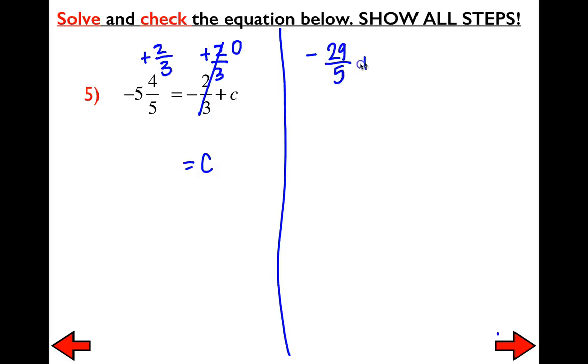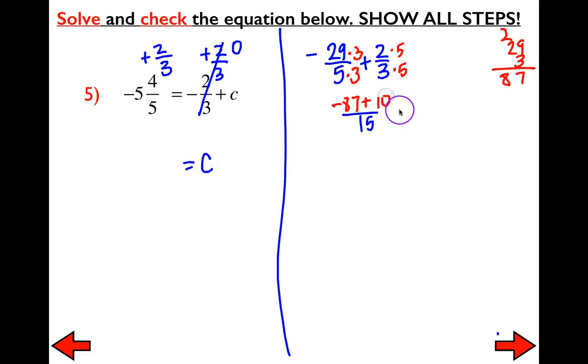29/5 plus 2/3, where my lowest common denominator is 15. I'm going to have to multiply this denominator by 3, this numerator by 3. Let's figure that out. 29 times 3, that's 87. So we have negative 87 plus, you got to multiply this by 5 to make a denominator of 15, leaving you with 10. I have more negatives, and I have negative 77 over 15. So here is my final answer.